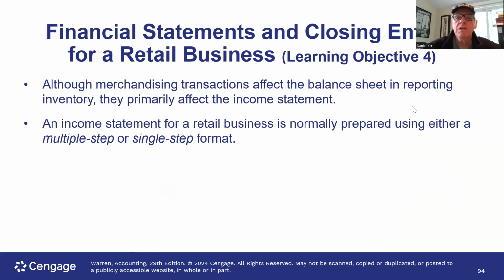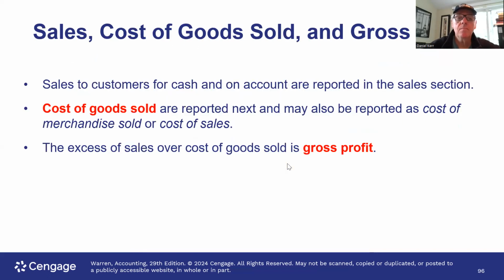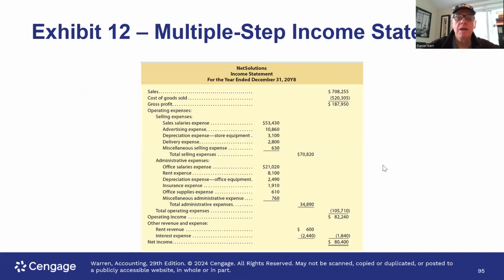Okay, so once we do the adjusted trial balance, we know that we can now go ahead and do the financial statements and do the closing entries. So the closing entries are going to be exactly the same. There's going to be more accounts involved here. The income statement is going to look a little bit different. We're going to have what we call a multiple step income statement. So there is my multiple step income statement.